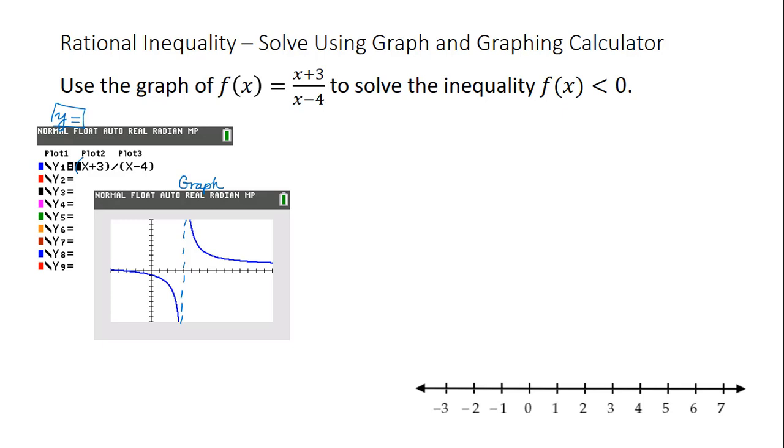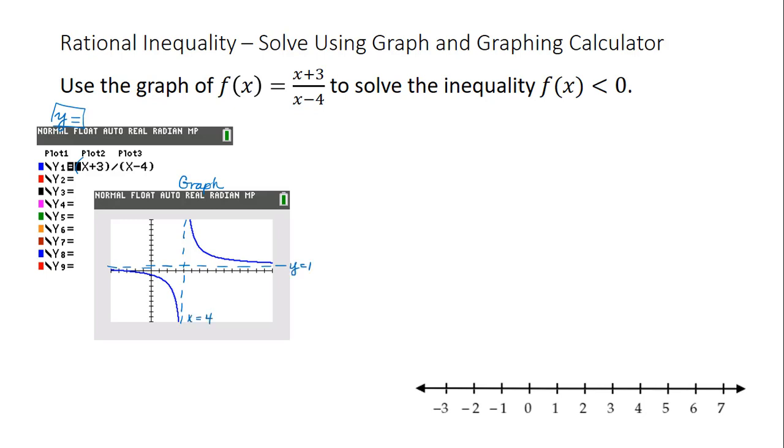There's also a horizontal asymptote that comes from the relationship between the numerator and denominator and the degrees. Because the numerator and denominator have the same degree, the horizontal asymptote is the ratio of those leading coefficients, so in this case it would be y equals 1. So there's also a horizontal asymptote at y equals 1.